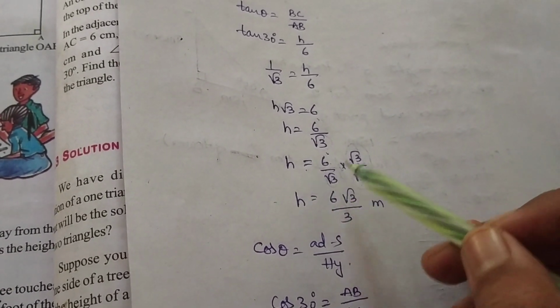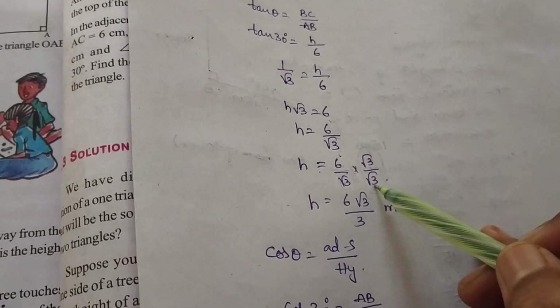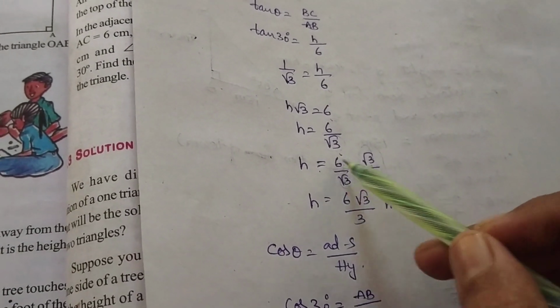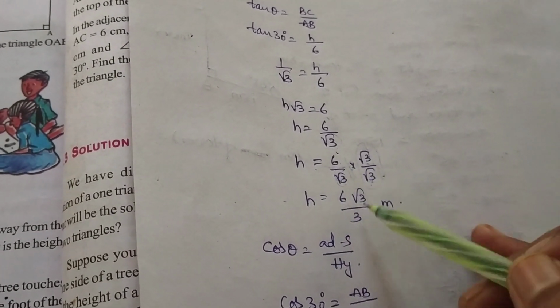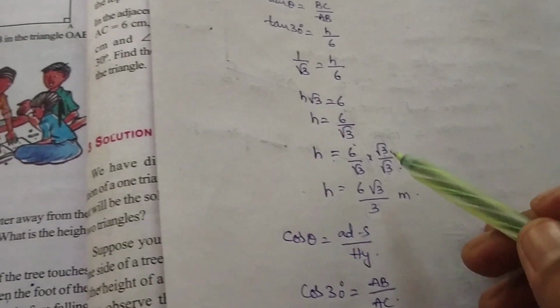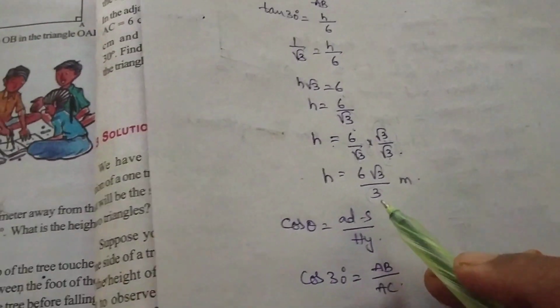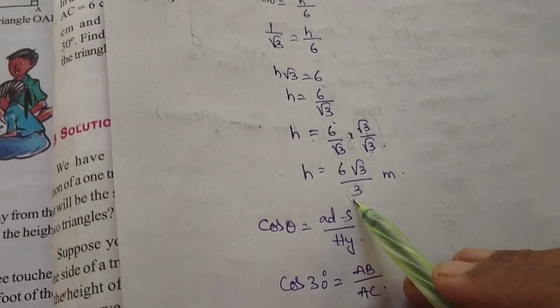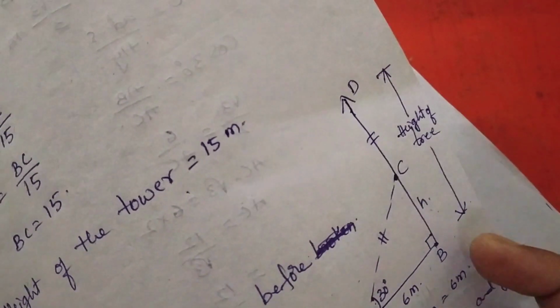What is the denominator? Same. We need to write the numerator and denominator and we should multiply. And 6 into root 3, 6 root 3 by root 3 into root 3, 3. Now 3 is a rational number. So here we got the H value from this triangle.